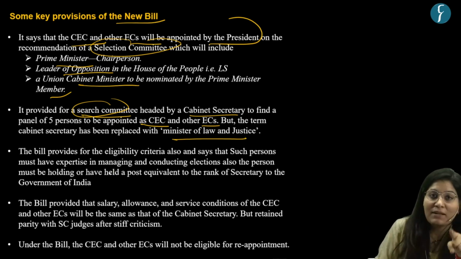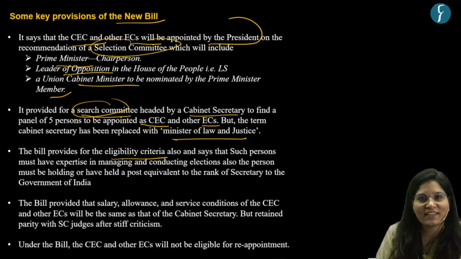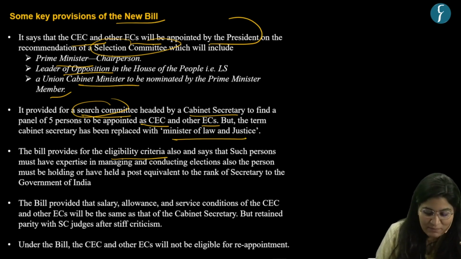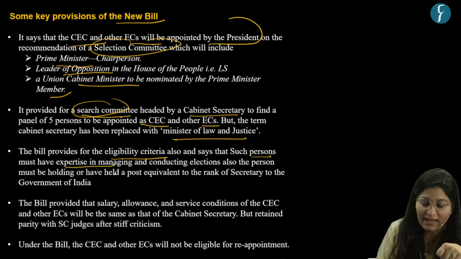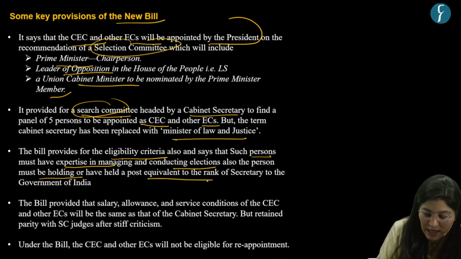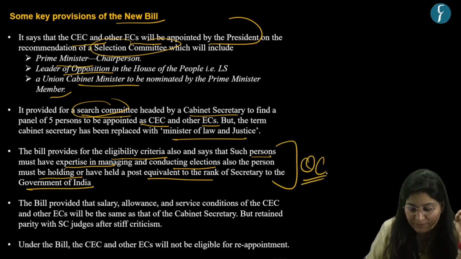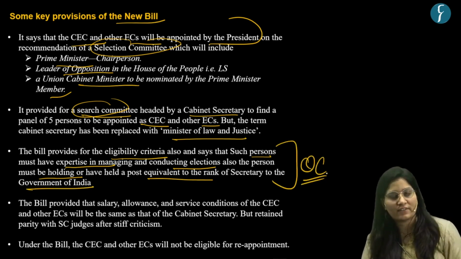Now, this bill provides eligibility criteria. As I told you, there was no qualification criteria for CEC and EC, but now in this bill, it provides eligibility criteria which says that such persons must have expertise in managing and conducting elections. Also, the person must be holding or have held a post equivalent to the rank of secretary to the government of India. So, this is the qualification criteria. Earlier, there was no such criteria.